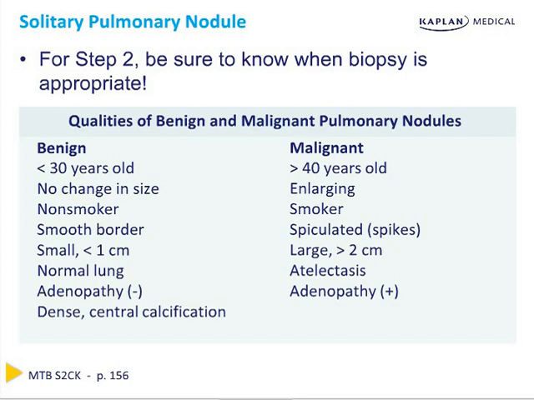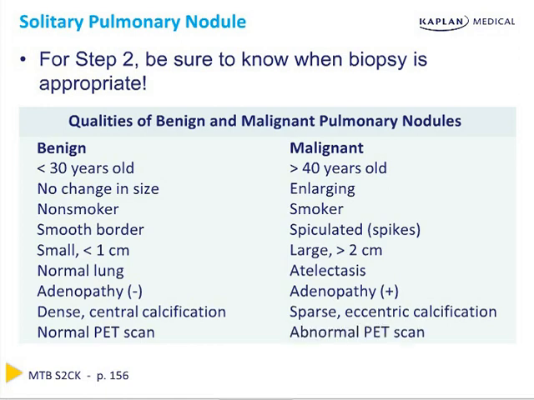Lastly, a dense central calcification, in fact, what we often call popcorn-appearing calcification, favors a benign lesion. If you see sparse eccentric calcification, you're going to be more concerned about a malignant lesion. The PET scan is a separate issue that we'll discuss in the future, but for now, just be aware that the PET scan is normal in benign lesions and abnormal in malignant lesions.